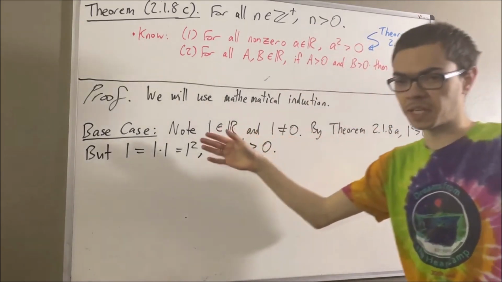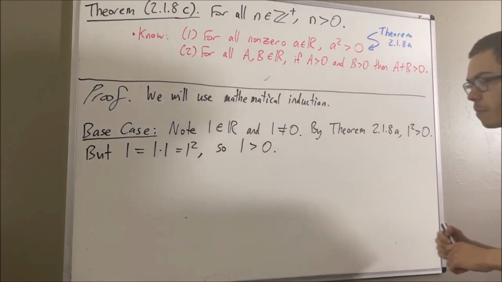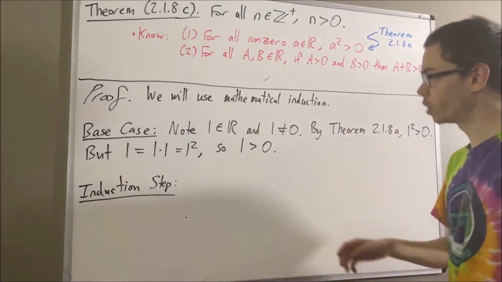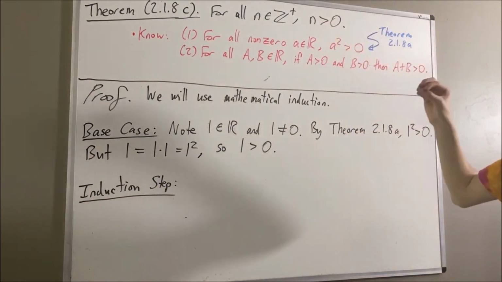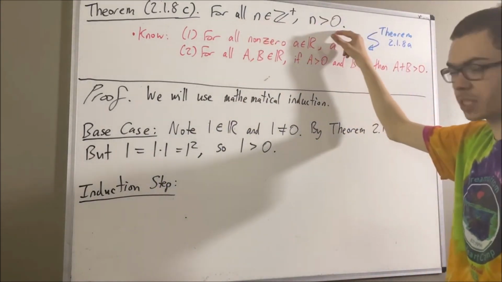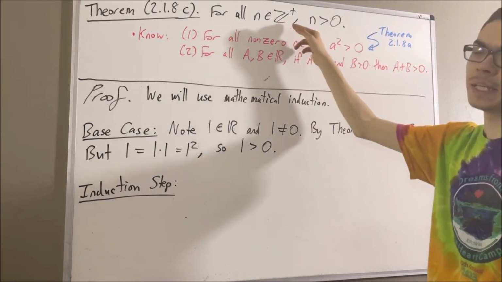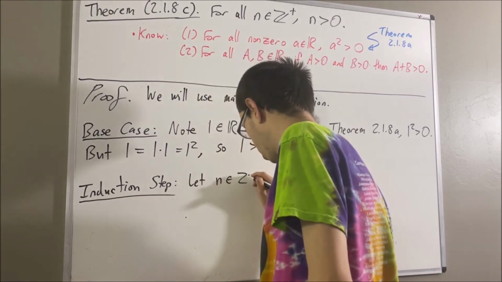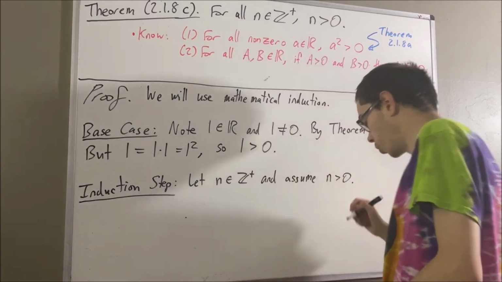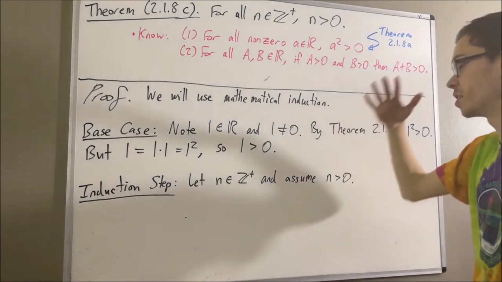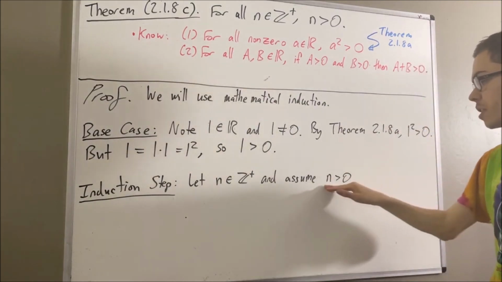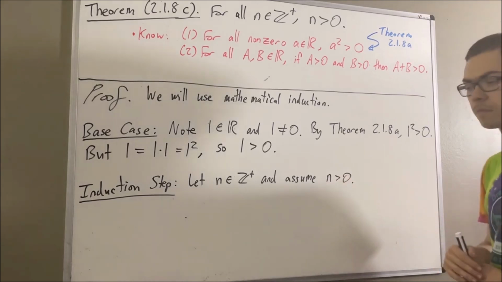So we've proven the base case, now we're going to move on to the induction step. In the induction step, we give ourselves an arbitrary positive integer n where this holds. So let n be any positive integer where n is greater than 0. The whole goal of the induction step is to prove that n plus 1 is greater than 0. Right? We want to prove that this statement is also true for n plus 1.